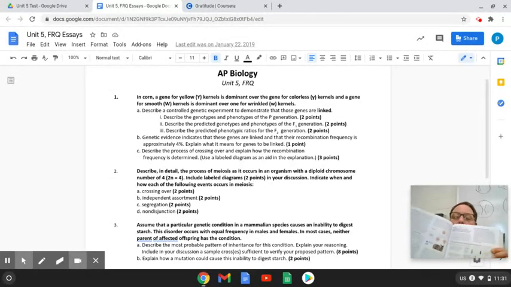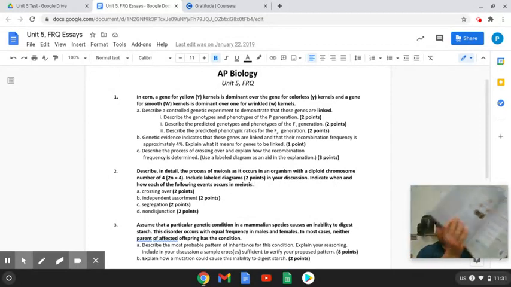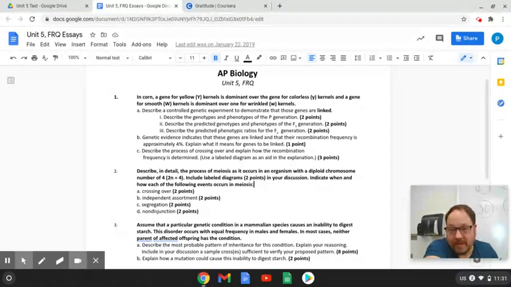what do we see here in the P generation of flies? One parent is homozygous dominant, the other is homozygous recessive. So you can apply that to the corn. Sorry, I'm getting my starchy vegetables mixed up here. 2, describe the predicted genotypes and phenotypes of the F1 generation. Well, if the parents are all homozygous dominant or homozygous recessive, what would you expect in your F1 offspring?